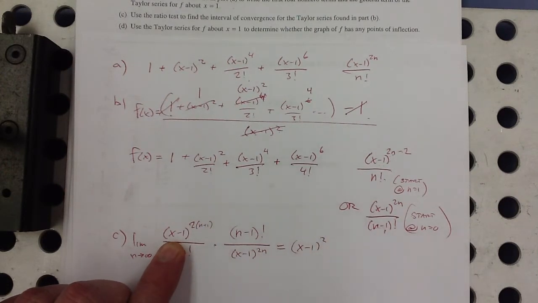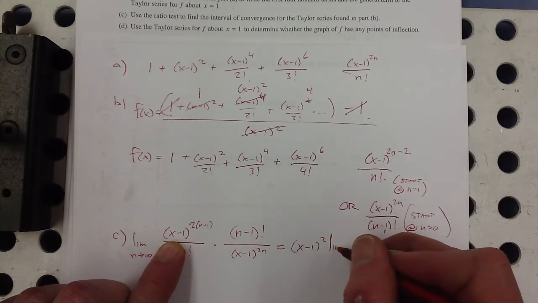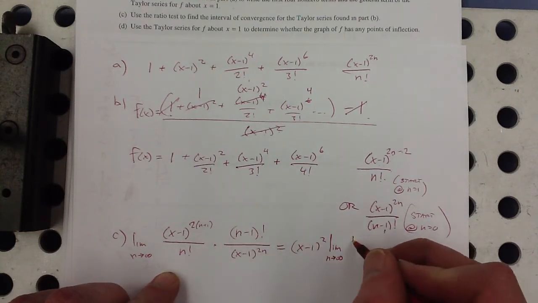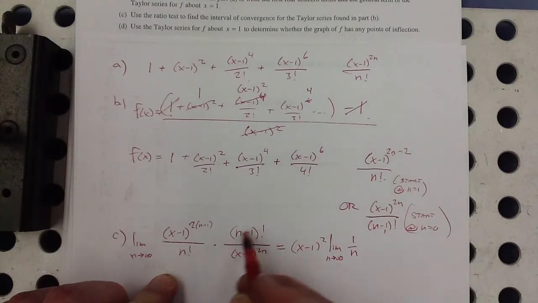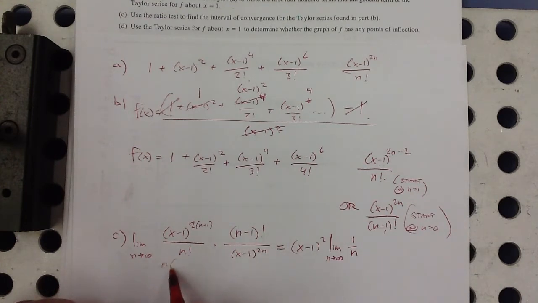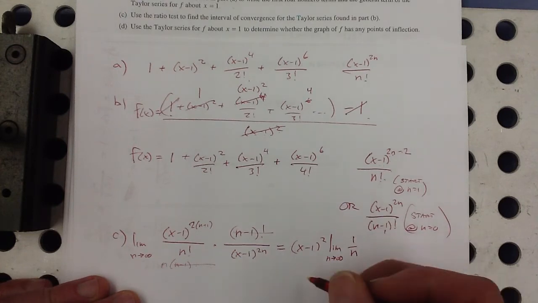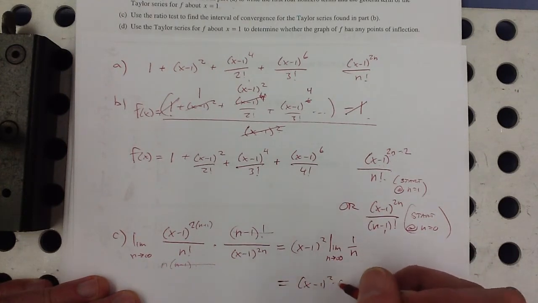That's going to leave me 2n, that's 2n plus 2, so it's going to leave me a couple of extra x minus 1s. Those can come out of the limit because they have nothing to do with n going to infinity. And then here I have 1 over n. I'm going to cancel these factorials out. This is n times n minus 1, and so on and so on, so that cancels out with all those. And the limit as n approaches infinity of 1 over n is 0. So that's x minus 1 squared times 0.